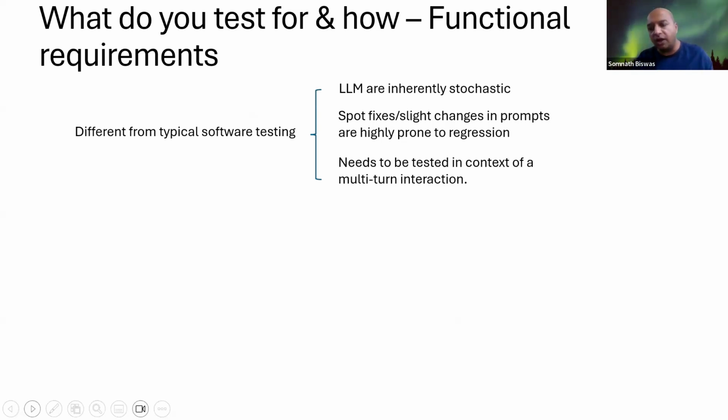And testing for LLM agents is different from typical software. I'm guessing all of you are probably already in the AI space, so this might already be known. But just to re-emphasize, LLMs by definition are stochastic in nature. So just because you run a test and it passes once doesn't mean that when it goes live, it will pass again, or give you the same output. So there are multiple elements of variability to it.